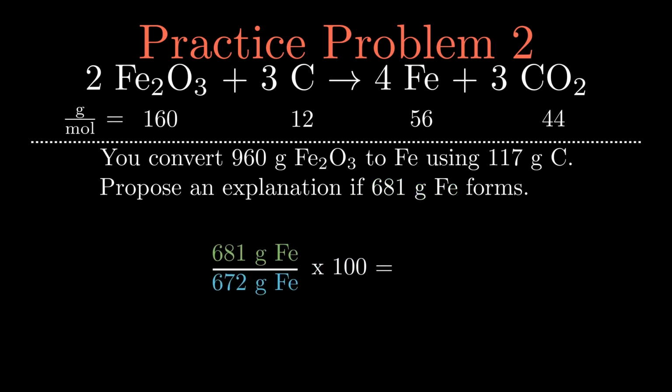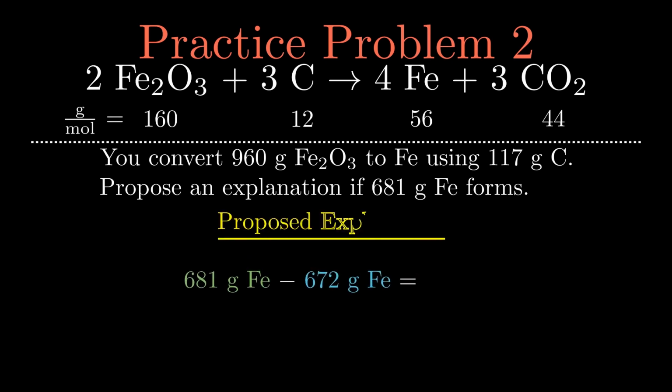The 681 grams of iron given in the question is the actual yield. Looking at this setup, you know what's going to happen, and the result comes out to 101%. Luckily, the question gives us enough context where this could be a legitimate result. What we need to do now is propose an explanation, or perhaps explanations, for why we have 9 grams of iron above what is theoretically possible.